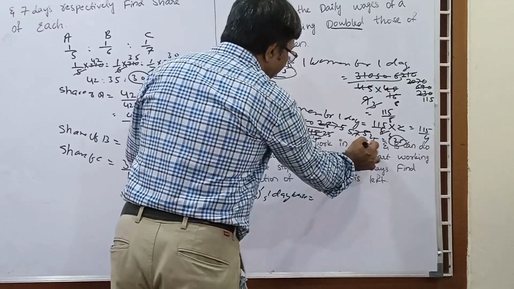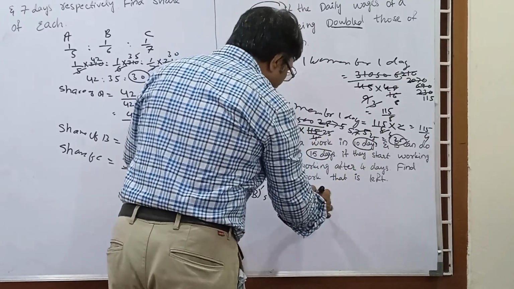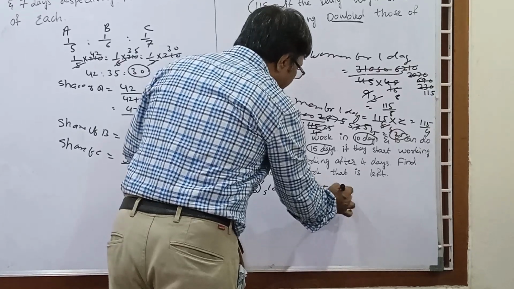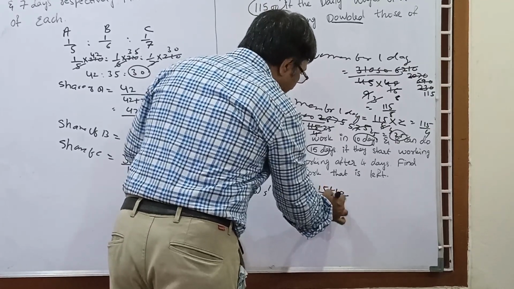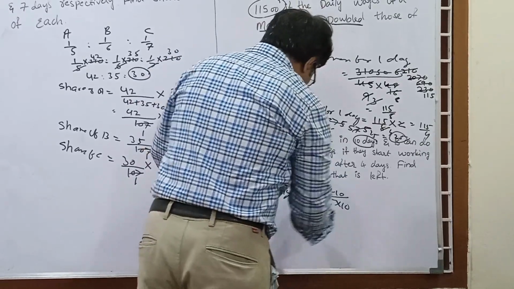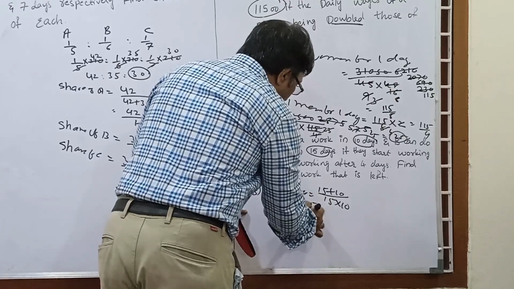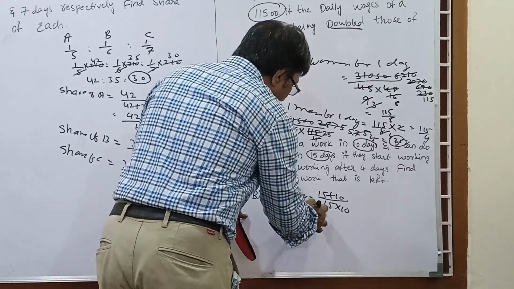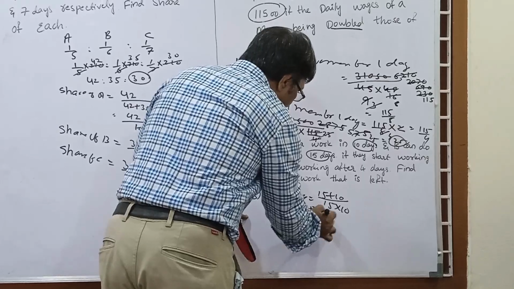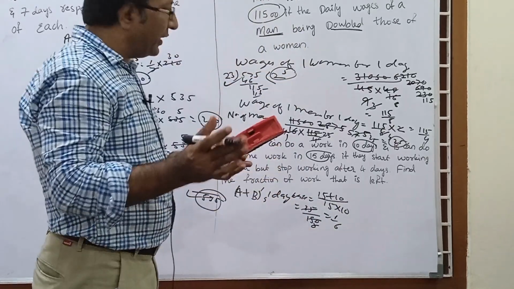The days given are 10 days and 15 days. So the sum of days is 15 plus 10, and the product of days is 15 into 10. You will get 25 upon 150. 25 sixes are 150, so this is 1 by 6. This is A plus B's 1-day work.